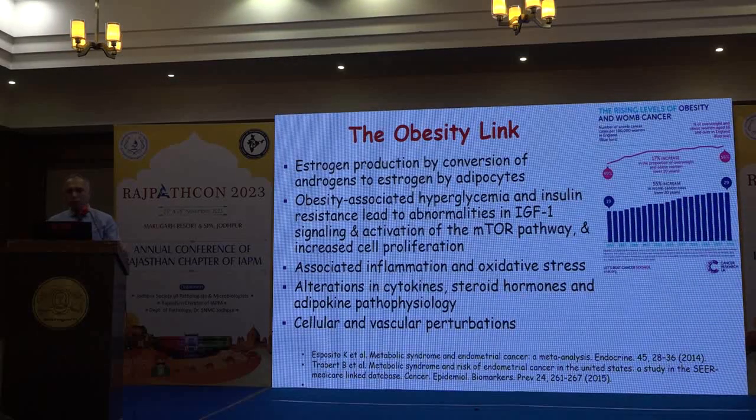I would like to particularly focus on the obesity link, and why it is important is this: estrogen production occurs by conversion of androgens to estrogens by adipocytes, and the more obese an individual is, the more likely that is to happen. Then obesity-associated hyperglycemia and insulin resistance lead to abnormal IGF-1, which leads to signaling activation of the mTOR pathway and increased cell proliferation. There is associated inflammatory and oxidative stress, alteration in cytokines, steroid hormones, adipokine pathophysiology, and also some cellular and vascular perturbations which occur in obese individuals. There are a lot of studies in this regard if you go through them.